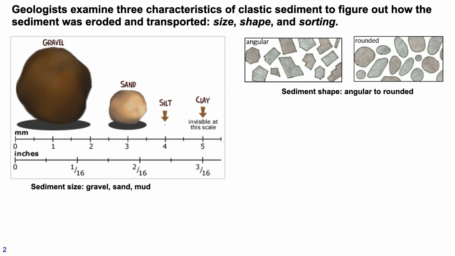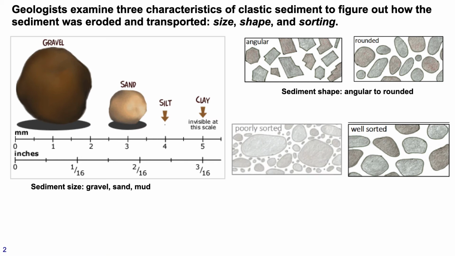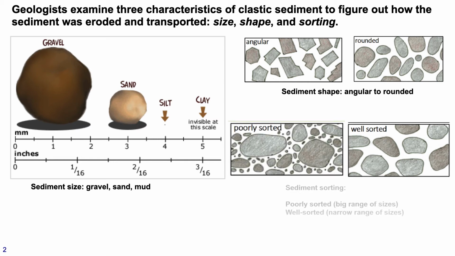Poorly sorted sediment will have all different grain sizes, or a big range of grain size. It doesn't matter what the angularity is or the size, it's just going to be all different sizes. And the same thing goes for well sorted. It doesn't matter what the angularity is, doesn't matter what the size is, but well sorted sediments will have a very narrow range of sizes. So again, maybe it's just gravel or just sand or just silt. In any of those cases, we would say it's well sorted.